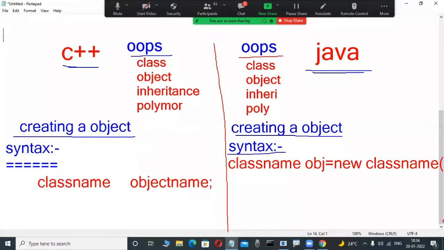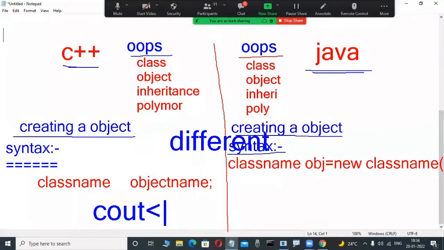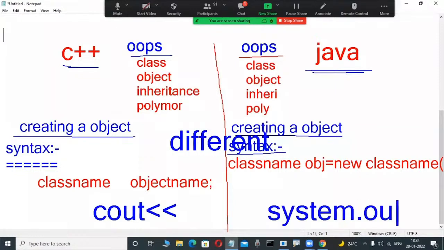That's why these two languages are syntactically different. Conceptually, OOP concepts are the same, but syntactically different, and functions are also totally different. Suppose in C++ I want to display output: cout is the function, streaming output. In Java, the function is System.out.println. That's why they are syntactically different.